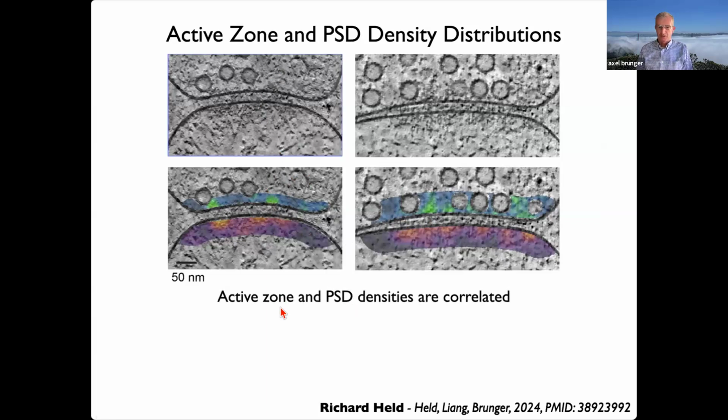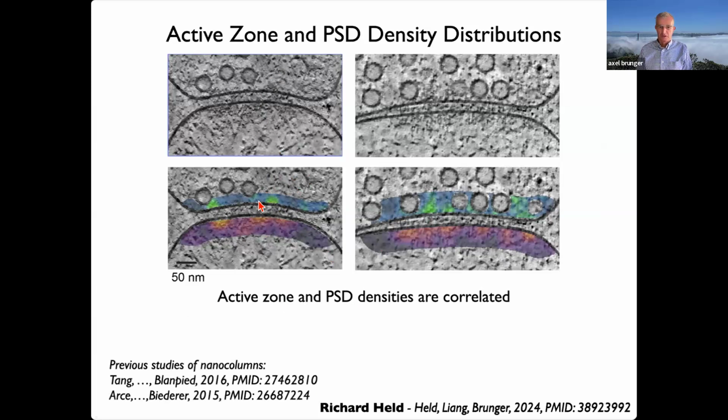In other words, these densities are correlated, and presumably that's because there are connecting proteins between pre- and post-synaptic proteins. This sort of correlation has been observed previously with super-resolution microscopy methods, so it wasn't surprising. But what was somewhat surprising here is that these synaptic vesicles generally tend to be offset from these nanocolumns. So they're not exactly on the nanocolumns, but in what we call exclusion zones.